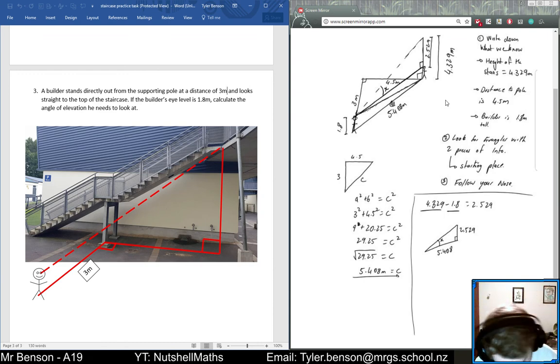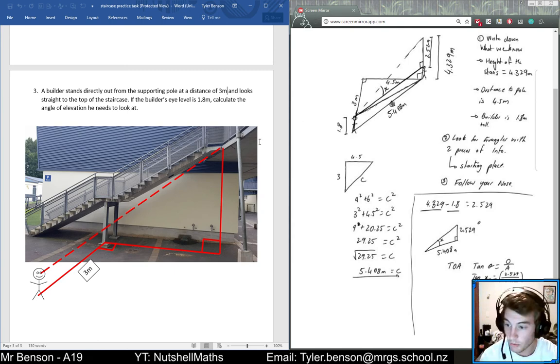Oh my gosh, we've got the O, we've got the A, we're doing tan again. So tan theta is O over A. Tan X is O, 2.529, over A, 5.408. X equals tan inverse of 2.529 over 5.408. Almost there.